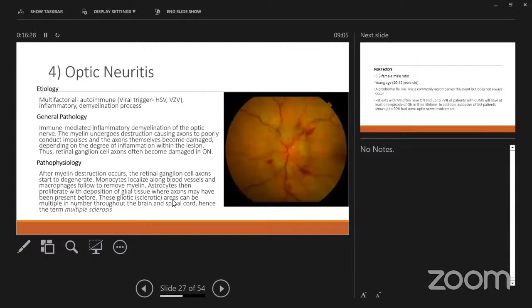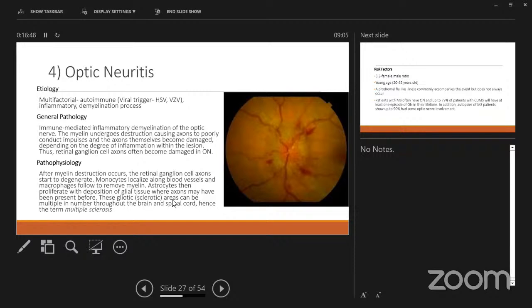The fourth disease is optic neuritis. We have seen three painless causes of sudden vision loss. Now we are moving towards the painful sudden loss of vision. The first of them is optic neuritis. It is multifactorial. It can be autoimmune with a viral trigger like HSV or VZV. It can be inflammatory or demyelination.